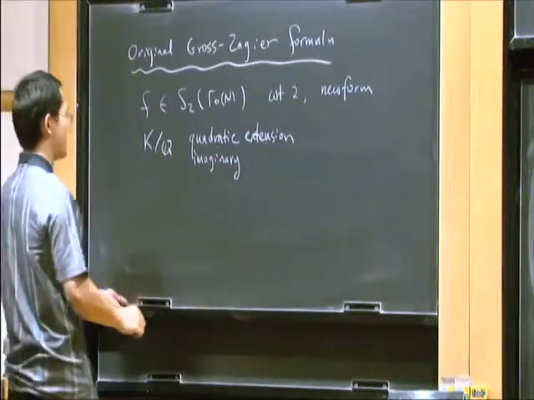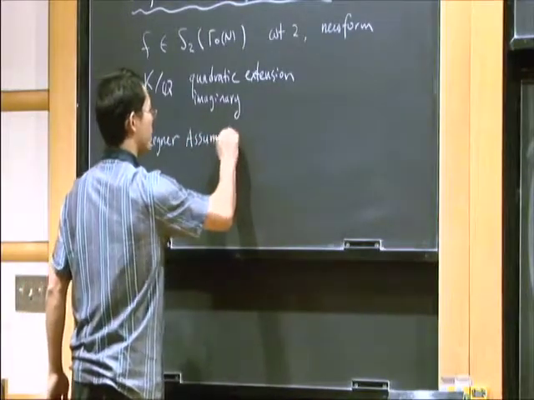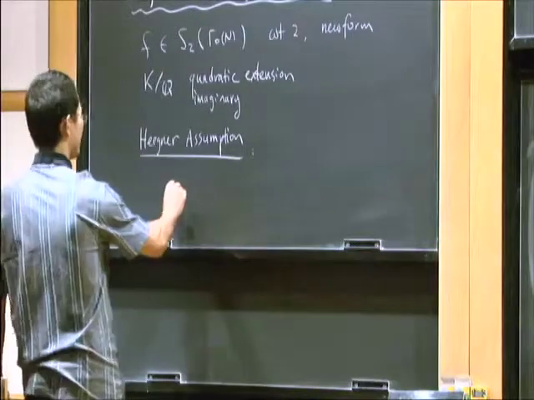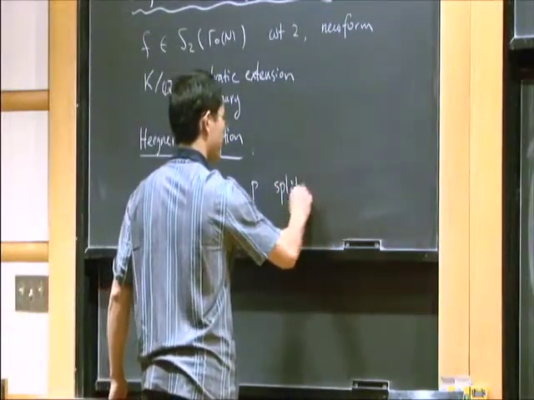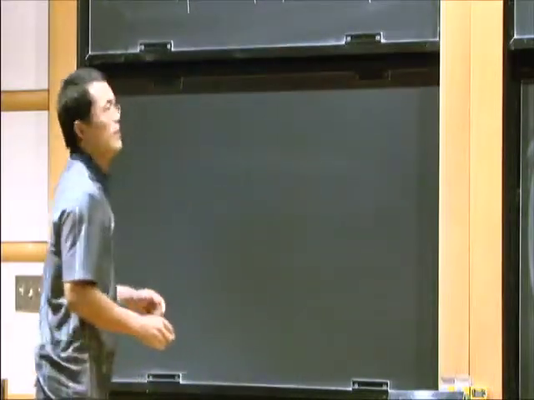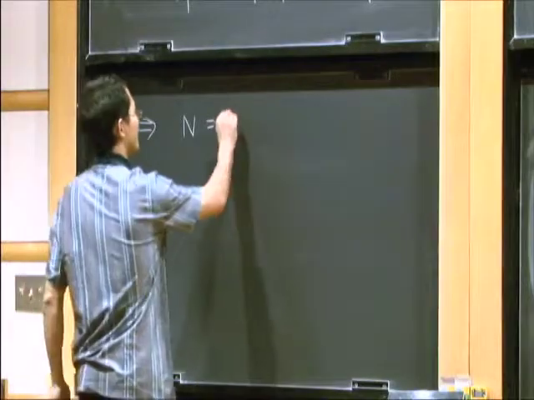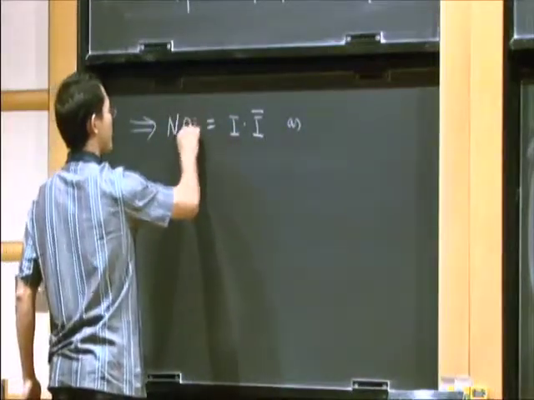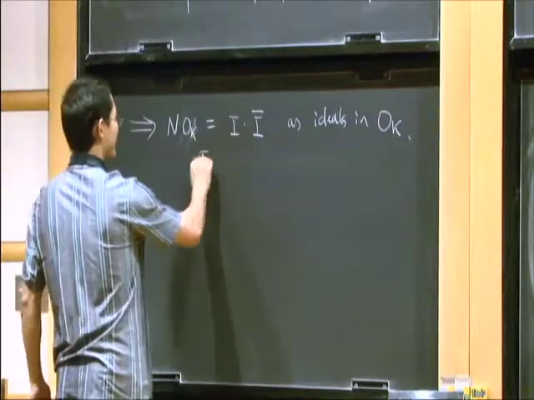And we assume this Heegner assumption. It says every prime factor p of N splits in K. If p divides N, then p splits in K. And this Heegner assumption implies a decomposition of N, decomposed into I times I bar as ideals. Sorry, I write N O_K. And with this I, I bar coprime.